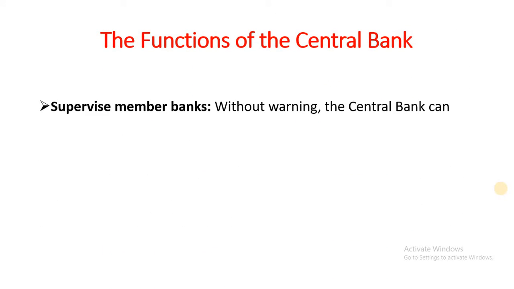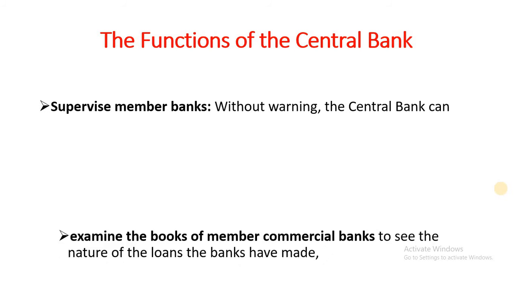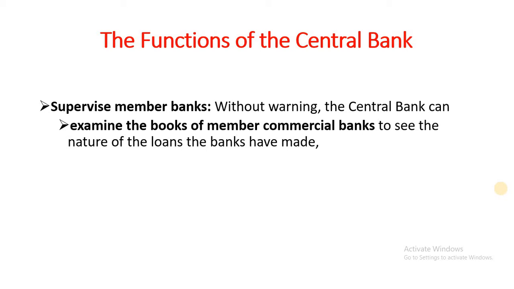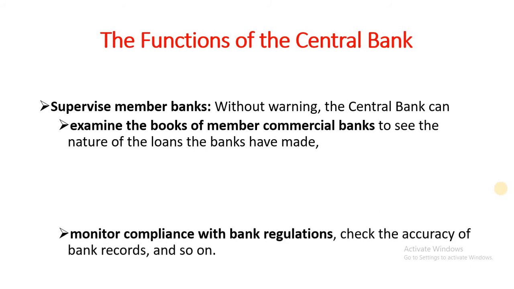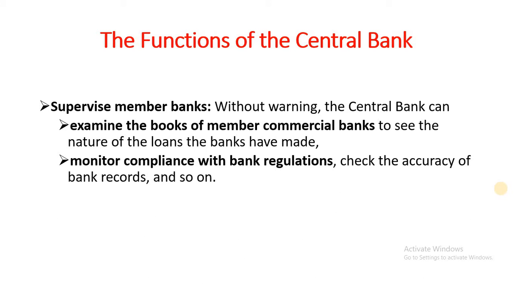The central bank is also responsible to supervise member banks. Without any warning, the central bank can examine the papers and the books of a member commercial bank to see the nature of loans the banks have made. In the meantime, the central bank monitors compliance with the bank regulations. In this case, the central bank checks the accuracy of bank records and so on.